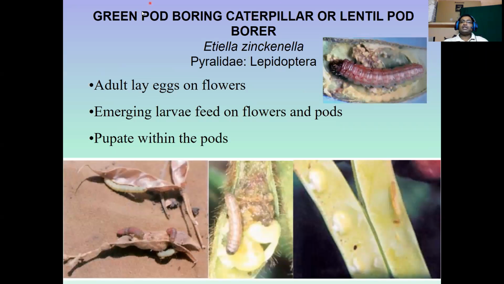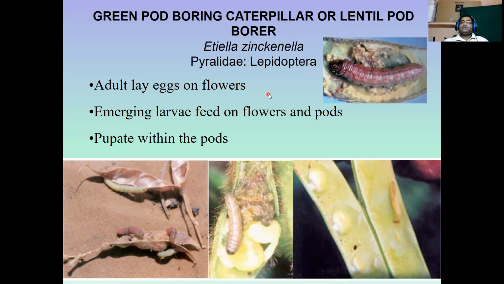Right? So this is another caterpillar. It's a lentil pod borer, Adisura atkinsoni. This attack is less in Sri Lanka. But this Adisura has been reported in India, southern India, and throughout India and Bangladesh and other countries. This attack is very less.